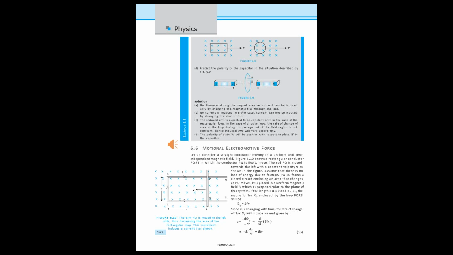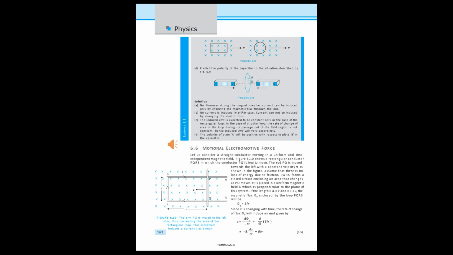Motional electromotive force. Let us consider a straight conductor moving in a uniform and time-independent magnetic field. Figure 6.10 shows a rectangular conductor PQRS in which the conductor PQ is free to move. The rod PQ is moved towards the left with a constant velocity v as shown in the figure. Assume that there is no loss of energy due to friction. PQRS forms a closed circuit enclosing an area that changes as PQ moves. It is placed in a uniform magnetic field B which is perpendicular to the plane of this system.